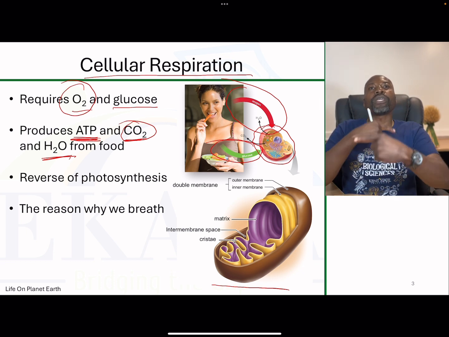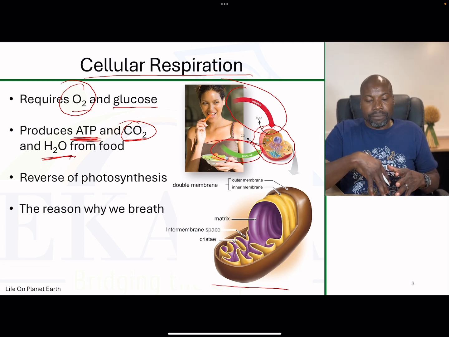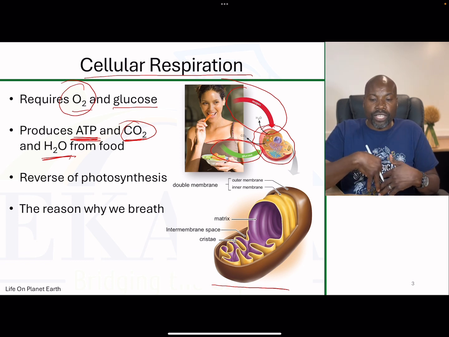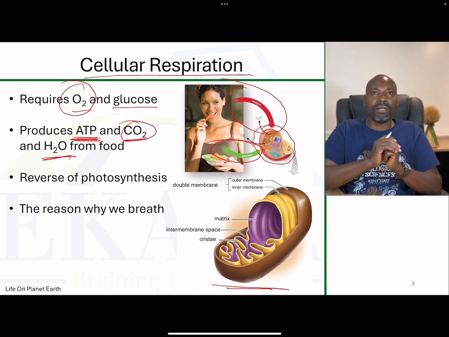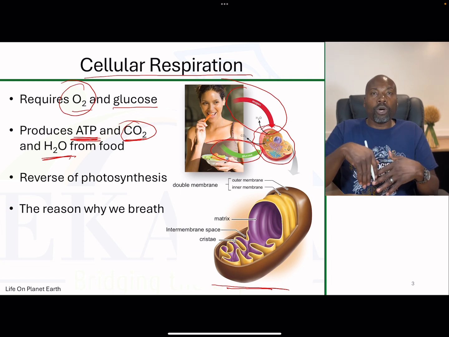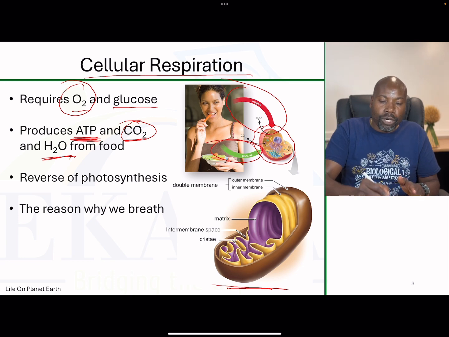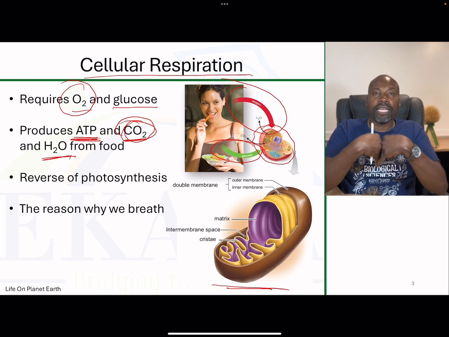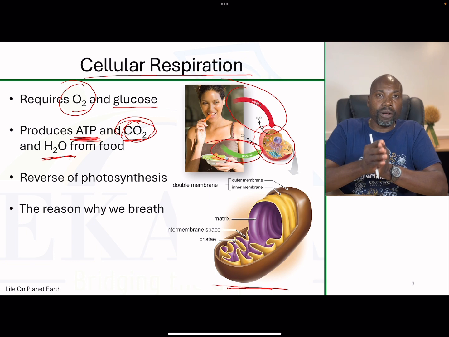So you see that we are going backwards here, right? So why do we breathe? When we breathe in, we bring in oxygen. That oxygen is going to fuel cellular respiration. In the process of cellular respiration, we are going to break down glucose, and the outcome of that breakdown of glucose is carbon dioxide that we breathe out, right? So breathing in, we are bringing in oxygen. Breathing out, we are bringing out carbon dioxide.